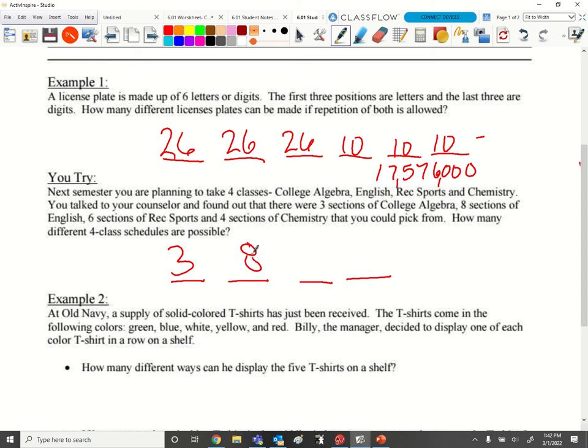Third category, 6. And my last one? 4. Very good. So now we multiply all those together. 576. What is it? 576. Different classes, the different combinations.